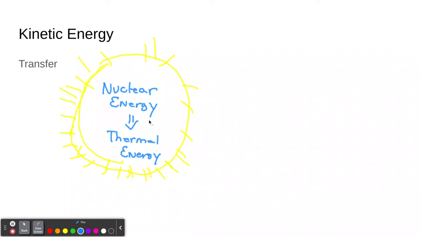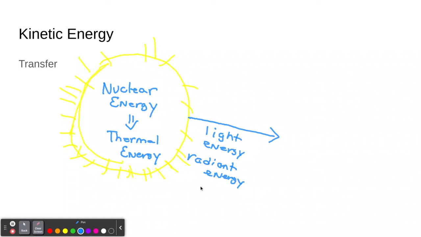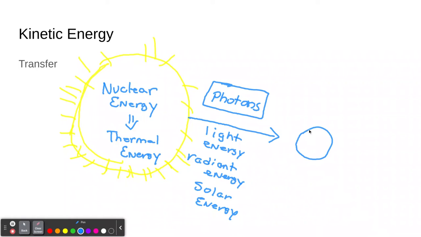And then from thermal energy, and I'll explain this more, we're going to get this light energy, which is also called radiant energy. Also, you can hear it as solar energy. So all these types you might hear: light energy, radiant energy, solar energy. It's just the movement of photons, right? A photon is one little particle of light that will come to Earth.